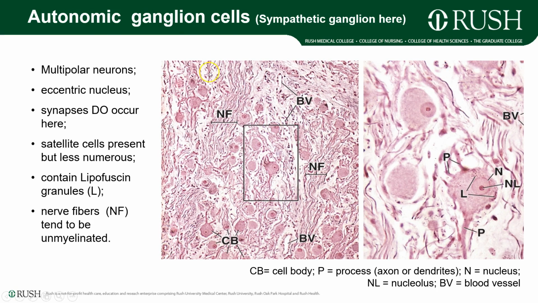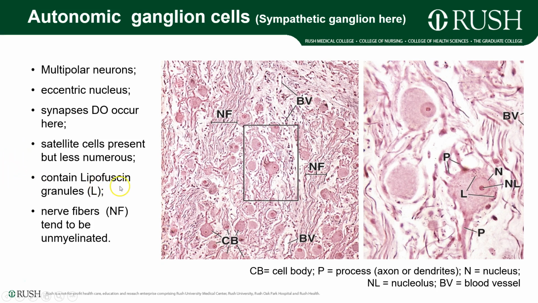So on the other side of the dorsal root ganglia, we have these autonomic ganglions, sympathetic and parasympathetic. In this case, the cells present here are multipolar neurons. An easy way to identify them is to look at the location of the nuclei, and you will notice that they are eccentric. Here the synapses do occur, and there are satellite cells surrounding these cell bodies, but they are fewer.